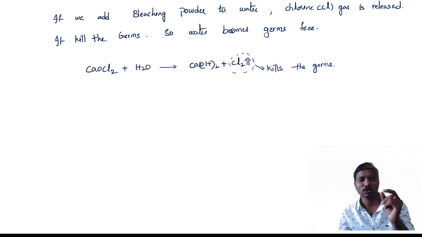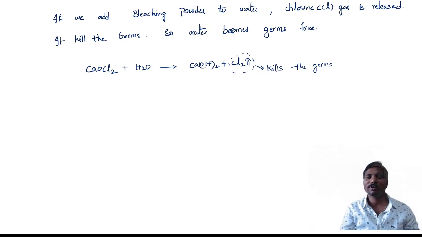So chlorine gas is stored in the form of powder. That powder is nothing but bleaching powder. You can simply add the powder into the water. So in that case, chlorine is released, and that kills the germs. Okay.